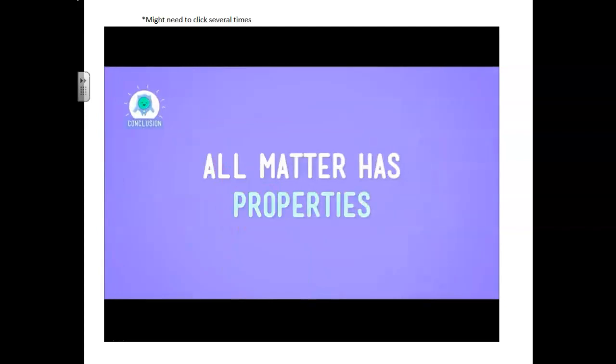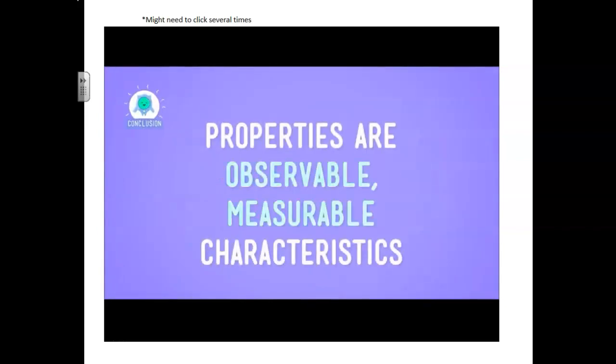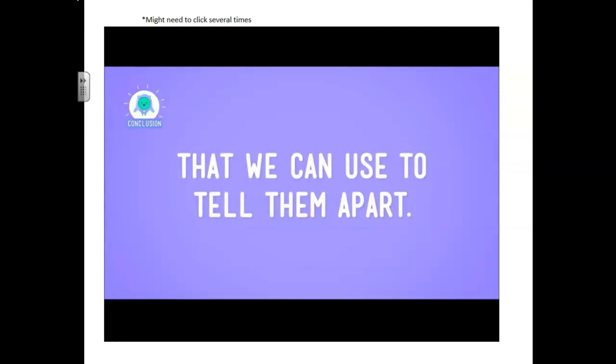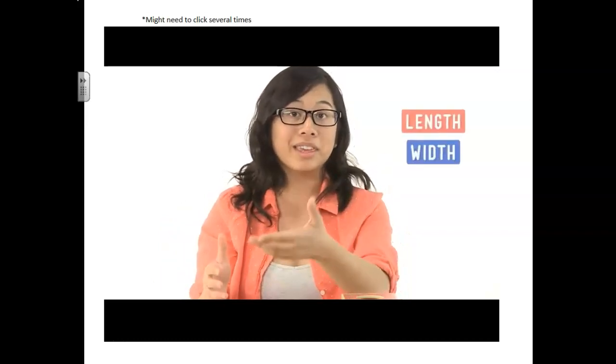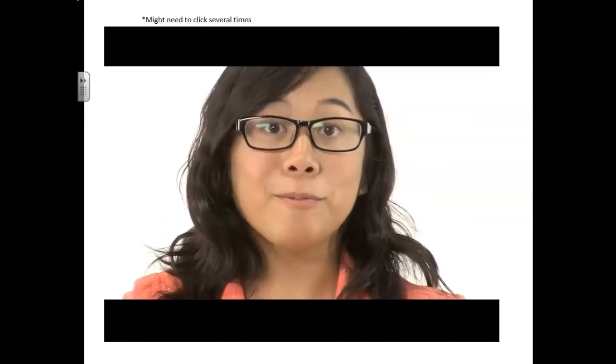So, all matter has properties, and properties are observable, measurable characteristics that we can use to tell them apart. And we got to know some of the most common and useful properties that we can put a value or number on, like length, width, height, volume, and weight. So, hey, blocks. Not just for little kids, also super handy for doing science.